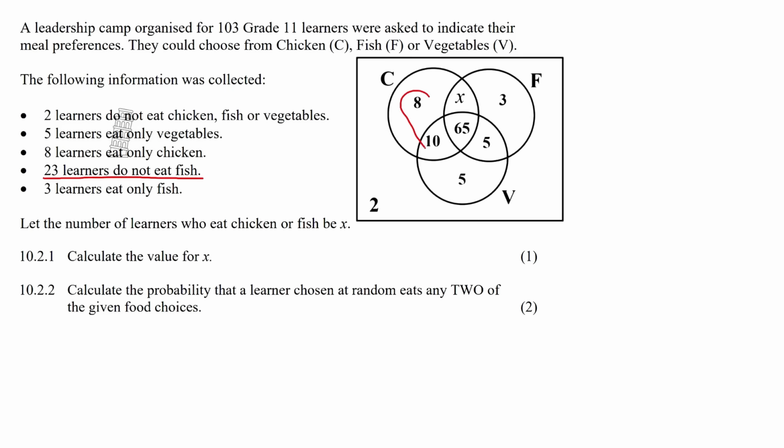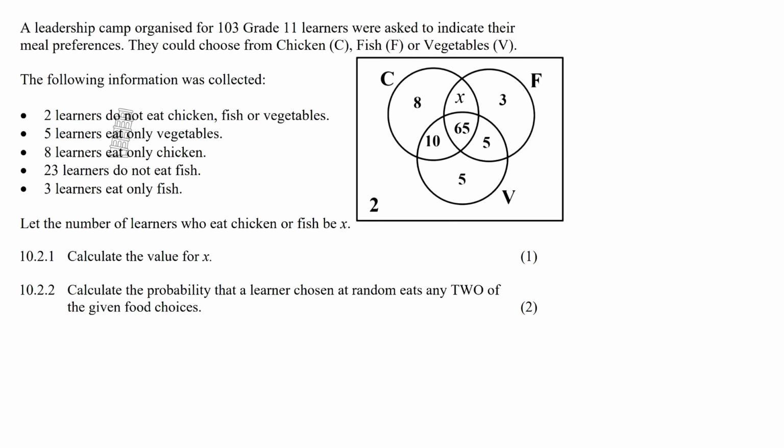So that's where the 23 learners are over there. You can see that they are not inside the fish circle. Okay, so 8 plus 10 is 18, plus 5 is 23. And then 3 learners eat only fish. There they are over there.